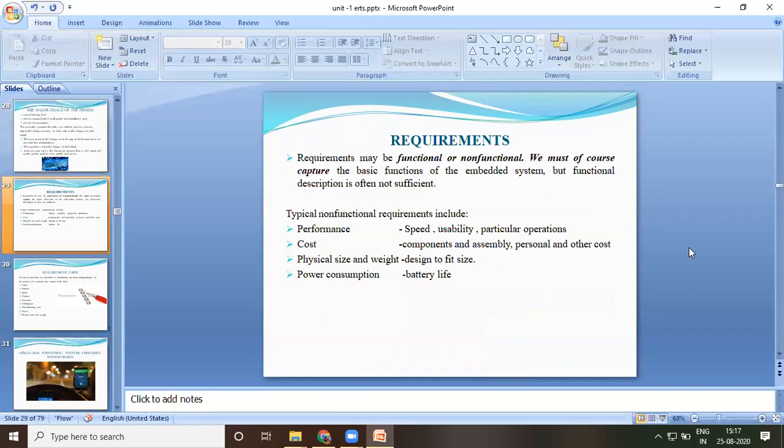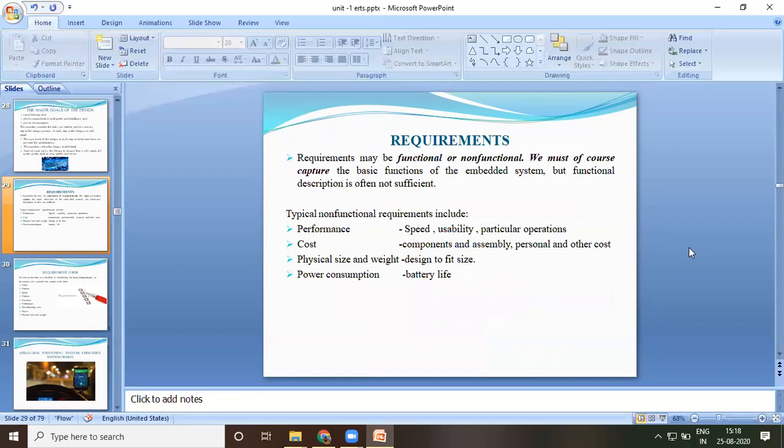So what is meant by requirements? The first phase of embedded system design is called requirements. Requirements capture the basic functions of an embedded system. There are two types of requirements. The first one is functional requirements. The second one is non-functional requirements.